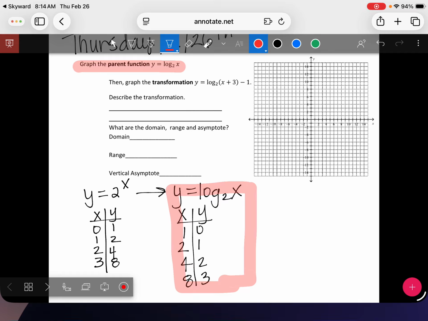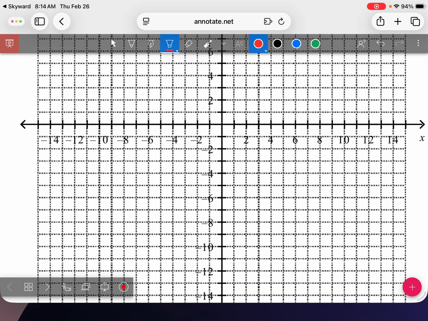Should what be 9? The 3 when it's squared? No, it's not. It's 2 to the power of 3. Oh. Yeah, 2 to the exponent of 3. Okay. So let's go ahead and graph it. I'm going to zoom in real quick.